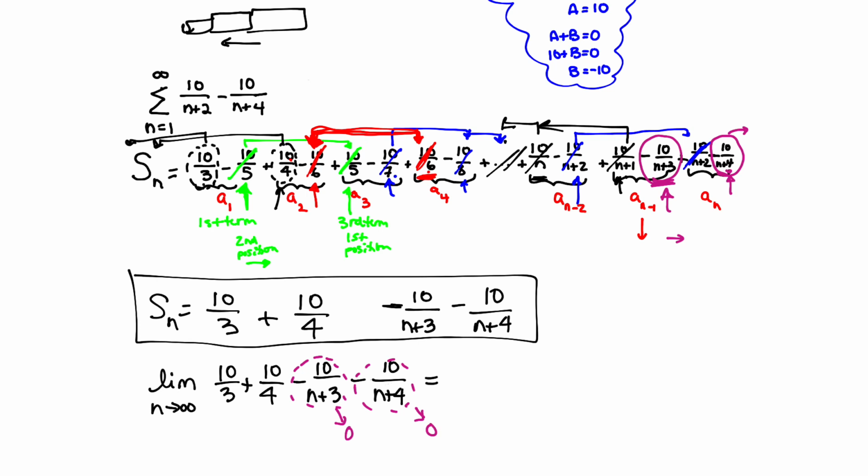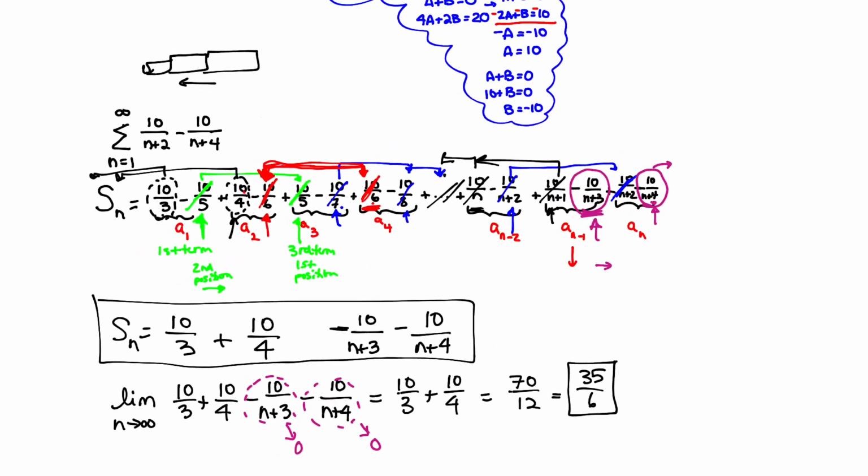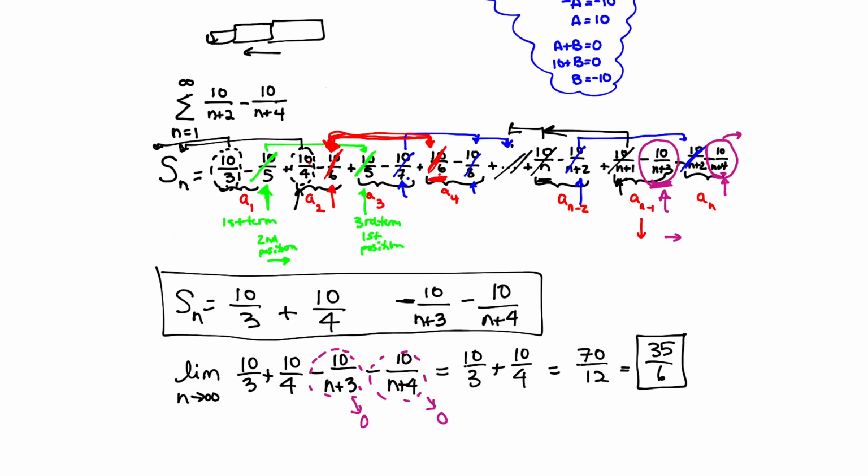The whole thing goes to what, Andrew? 7/12. Yeah, it goes to 70 over 12, which we could reduce down. Nope, undo. 35 over 6. I think that's as far as we can go. So we would say that this series, which is an infinite summation, actually converges to 35 over 6.